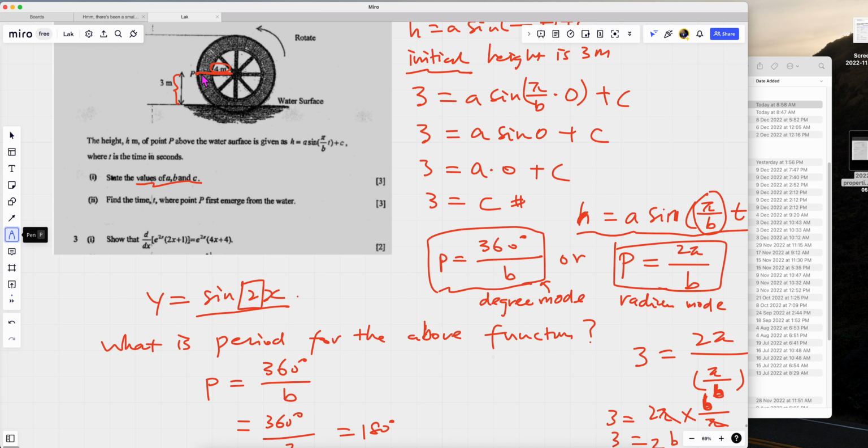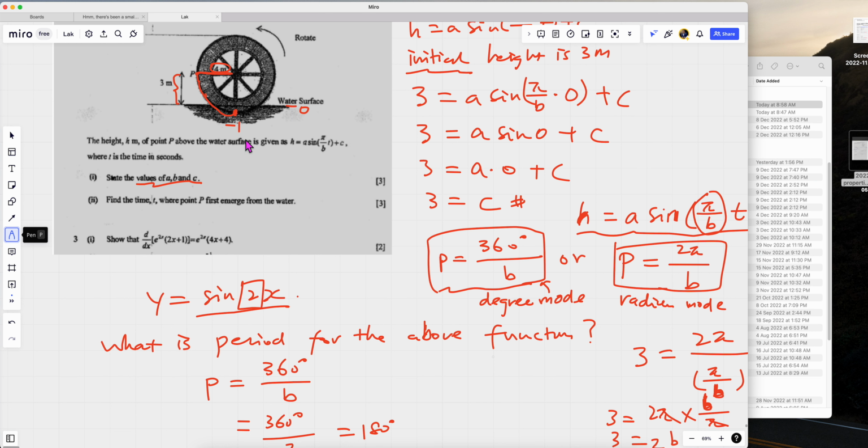Let's see. So imagine the P will rotate. Oh, it will go under the water. Okay. So the minimum value is -1. I mean, -1 means if this is the 0, this is -1.